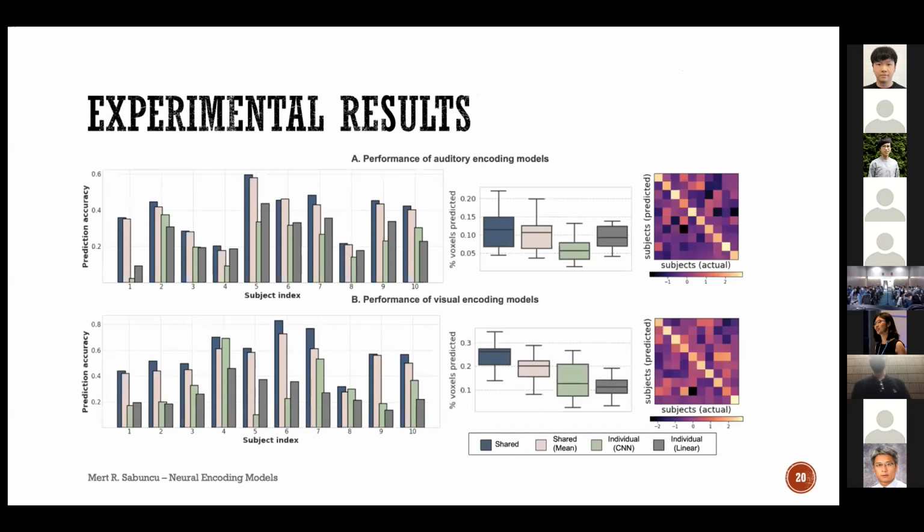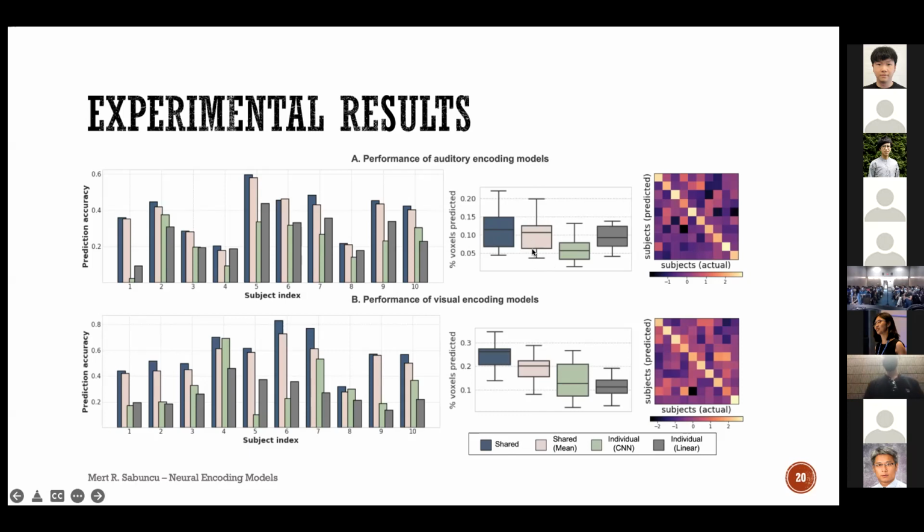Here are some very high level results. We actually looked at 2 types of neural encoding scenarios. One was auditory encoding, where the subjects are listening to something, and we're trying to predict where their brain is going to respond. And then there's visual encoding, where they're looking at pictures. The blue results here are for the model I just showed you, where there's a shared population response and then individual refiners.